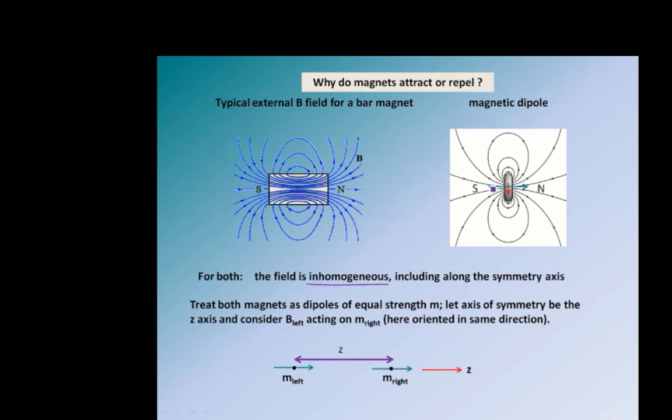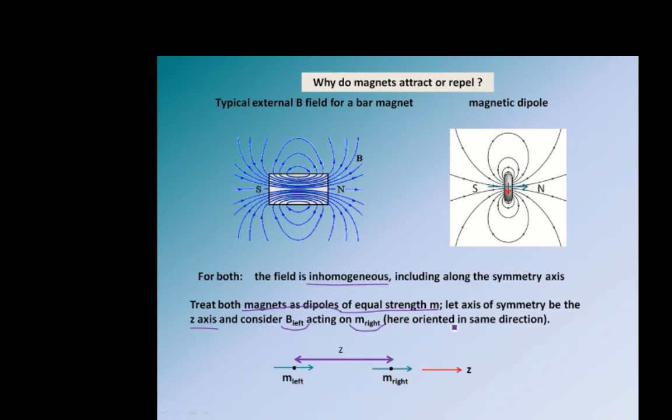And we've already done a dipole before. We call this the z direction, that the magnetic field decreases as we go away from the dipole. We're going to treat both the magnets as dipoles of equal strength, m. So we've got two magnets, and we're just going to treat them as the big dipoles. We'll let the axis of symmetry be the z-axis, and we're going to consider the magnetic field due to the left-hand dipole acting on the dipole moment on the right.